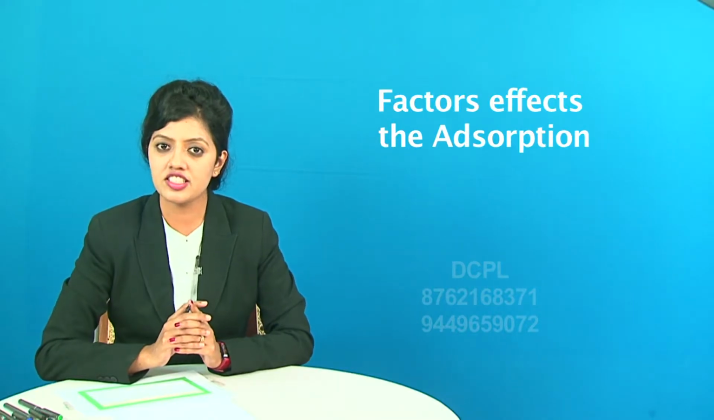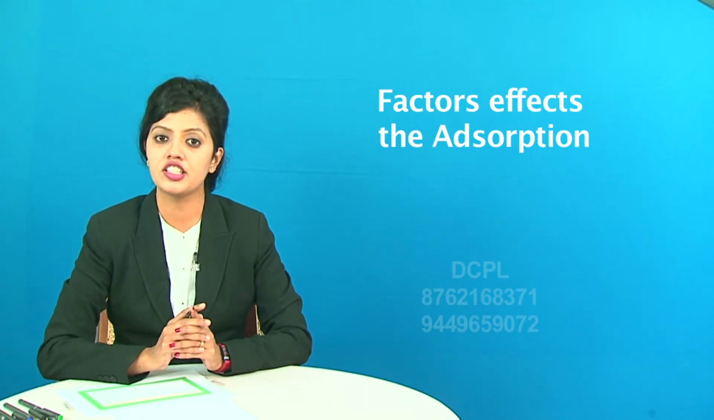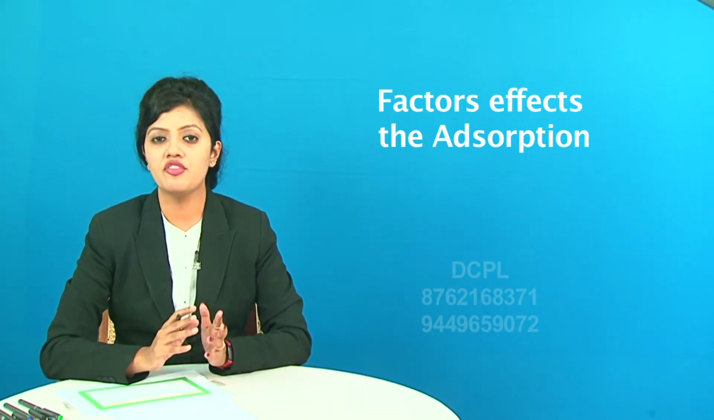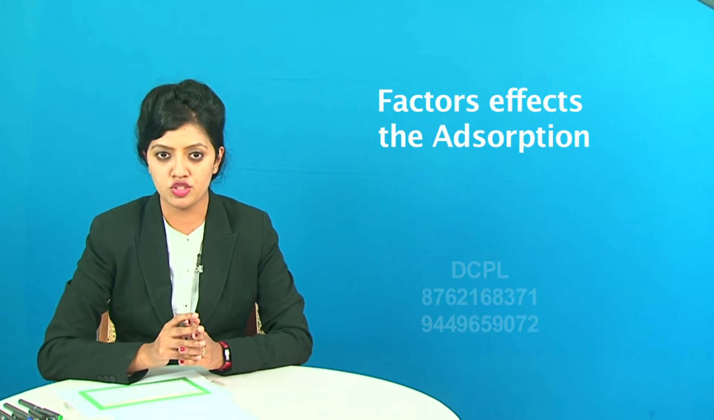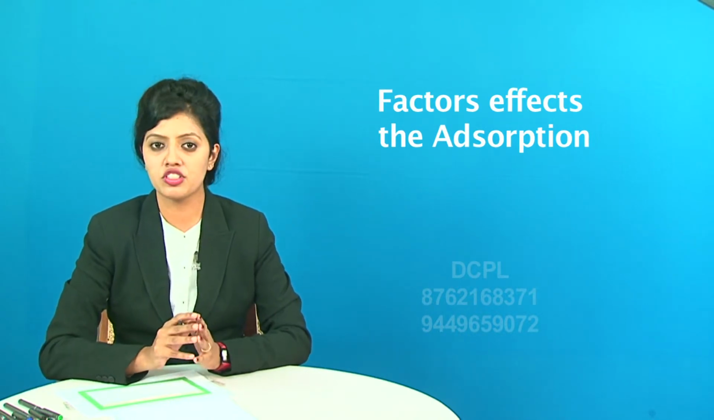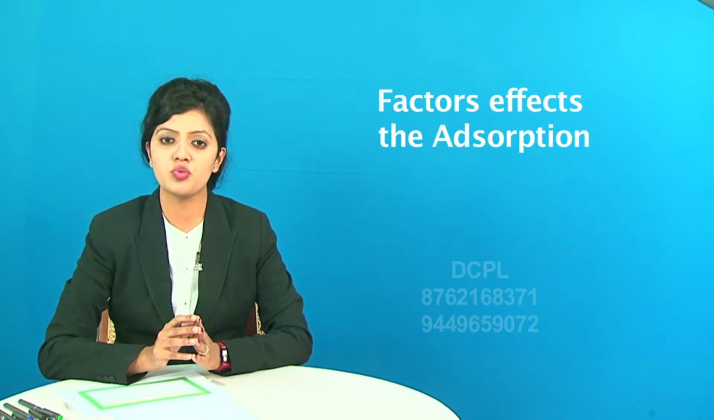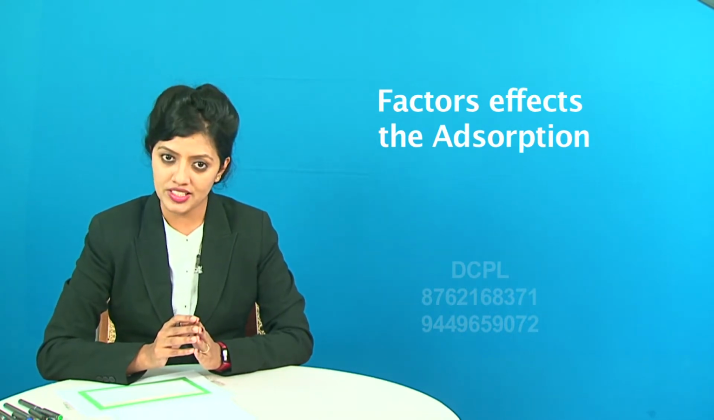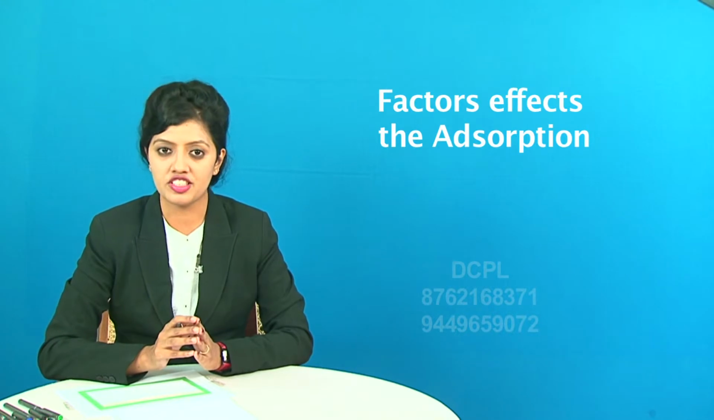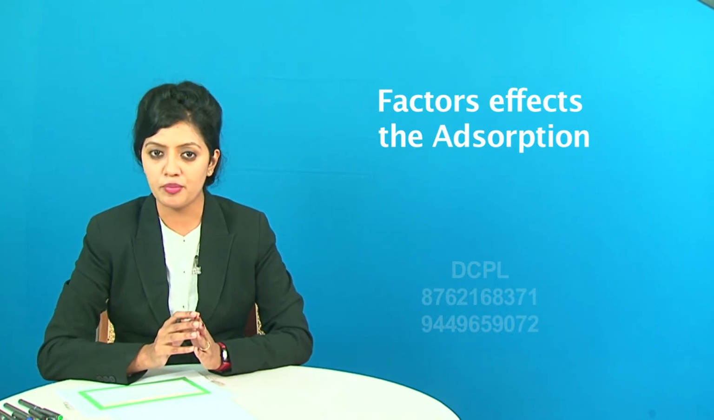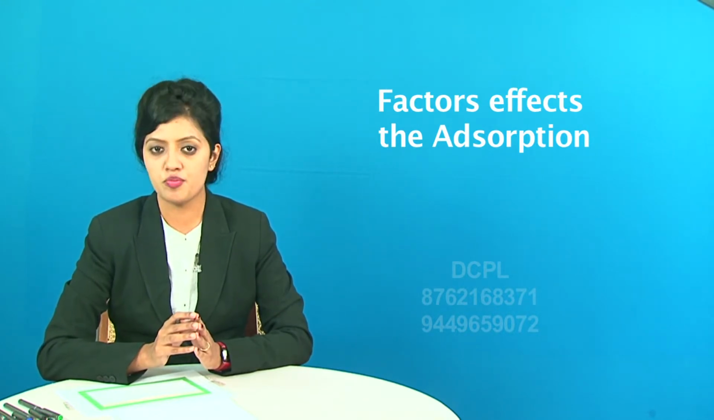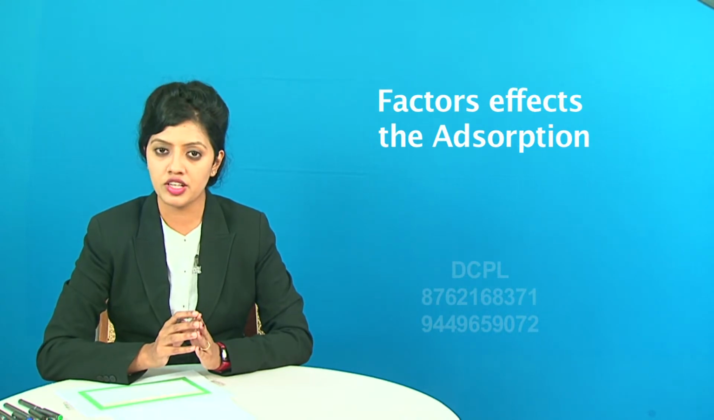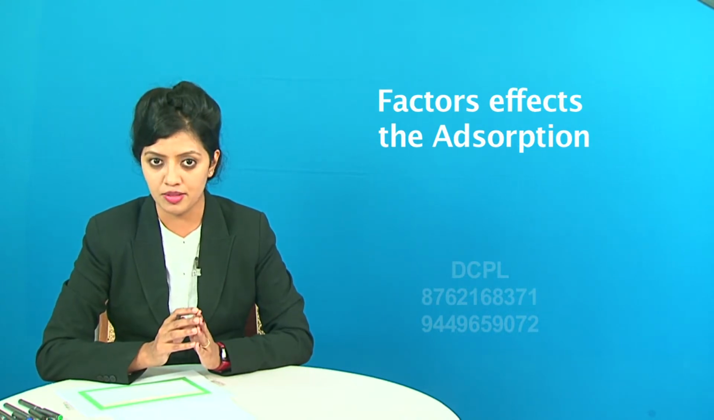Now let us discuss the factors which affect adsorption. We have various factors which affect the rate of adsorption. We'll mainly focus on the important ones. First one, nature of the adsorbate. Second one, nature of the adsorbent. Third one, the surface area. Fourth one, temperature. Fifth one, pressure. So how these variables affect adsorption, let us learn about that.